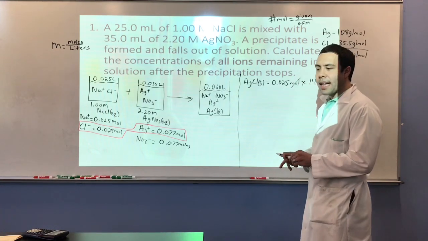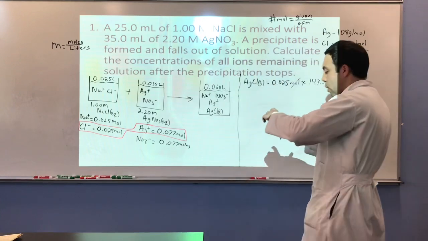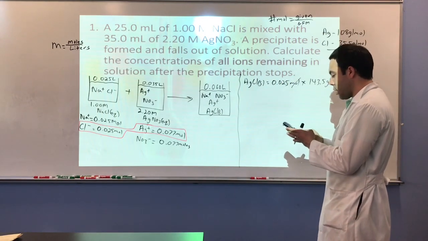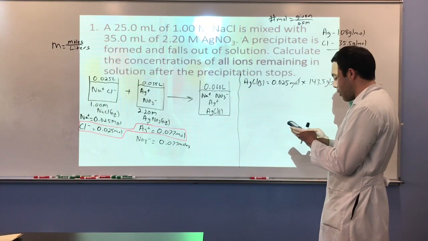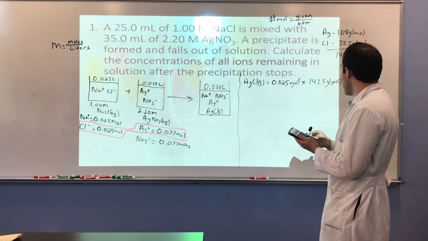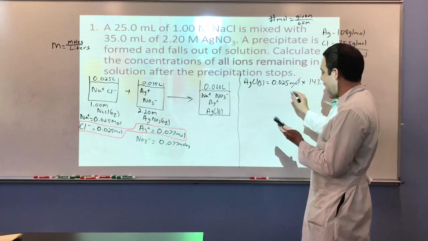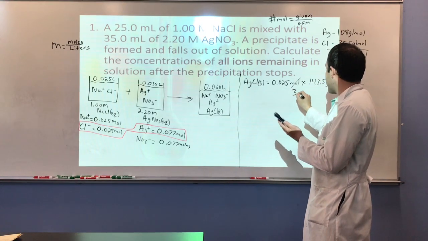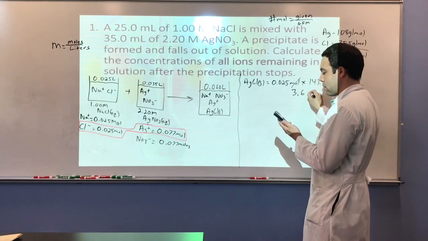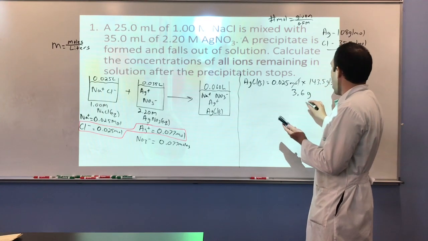Moles and moles cancel out. I'm left with grams. So when I do 0.025 moles times 143.5, I'm going to round to two significant figures. So my answer is I'm going to have 3.6 grams of silver chloride.